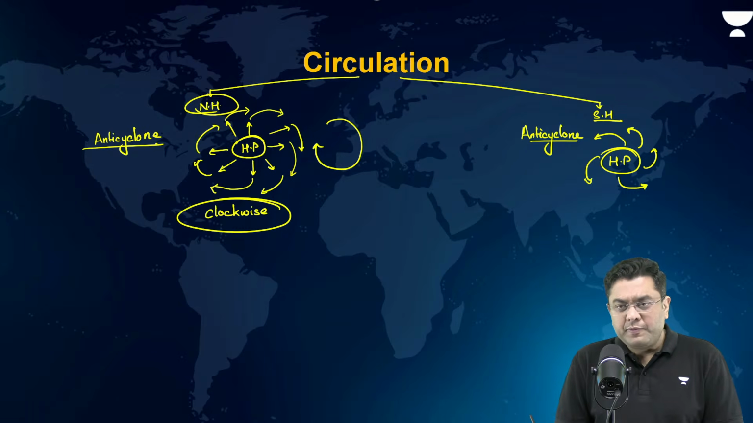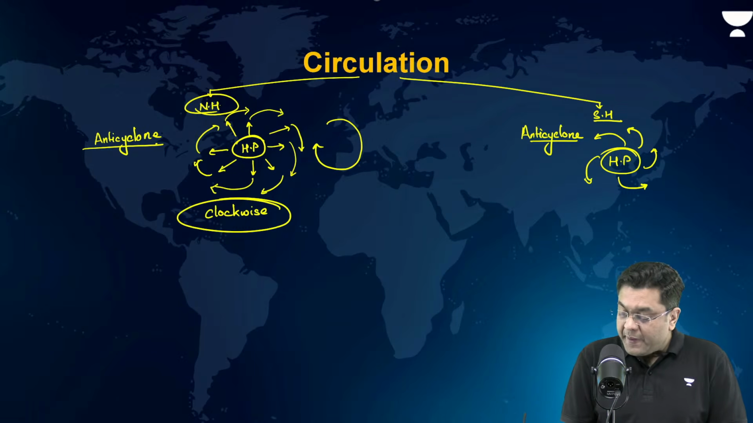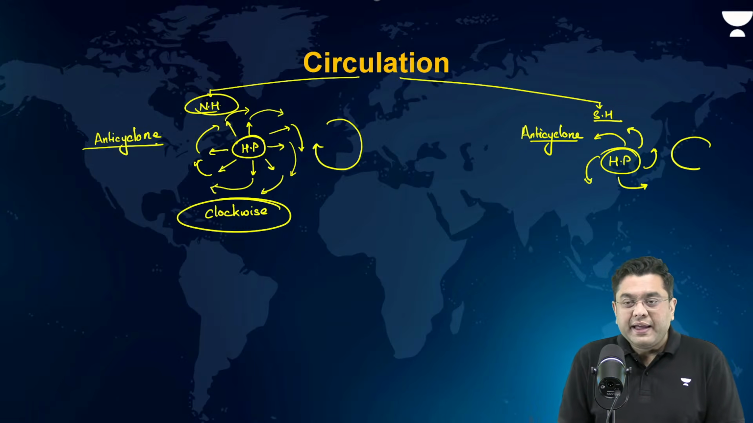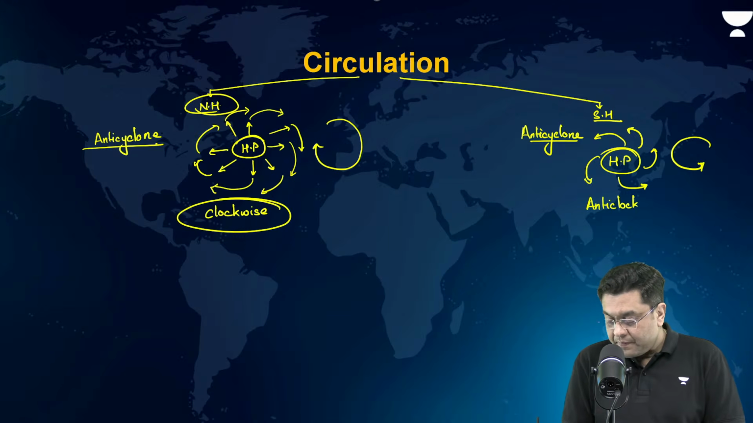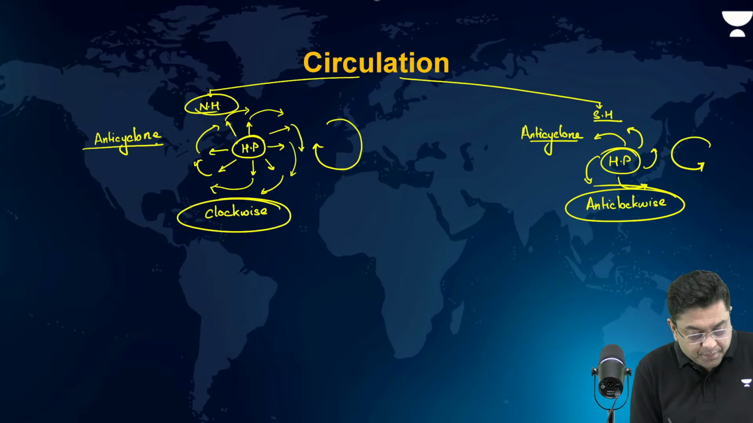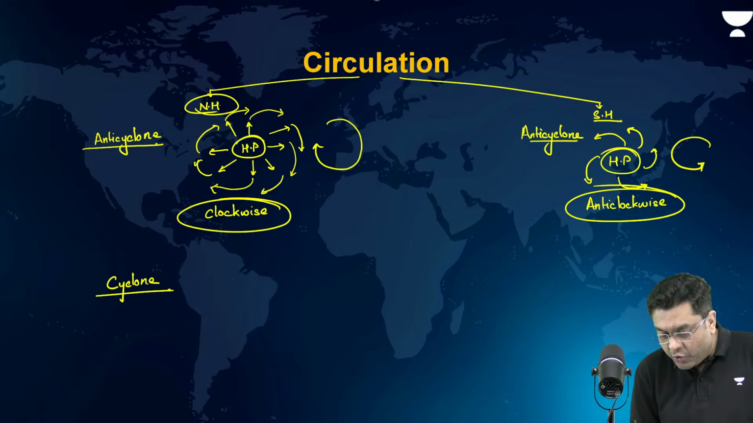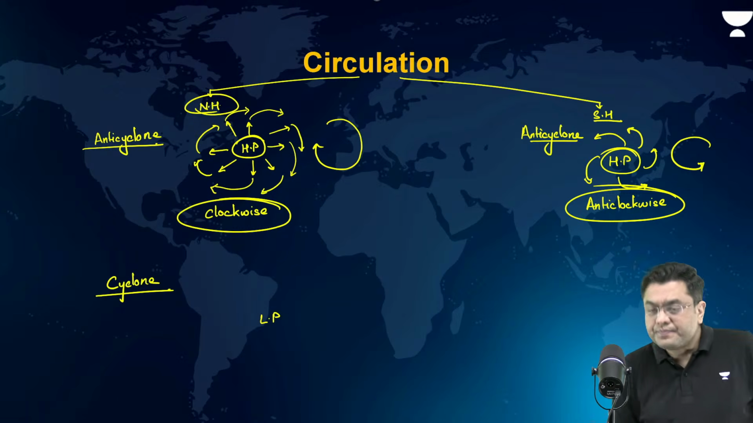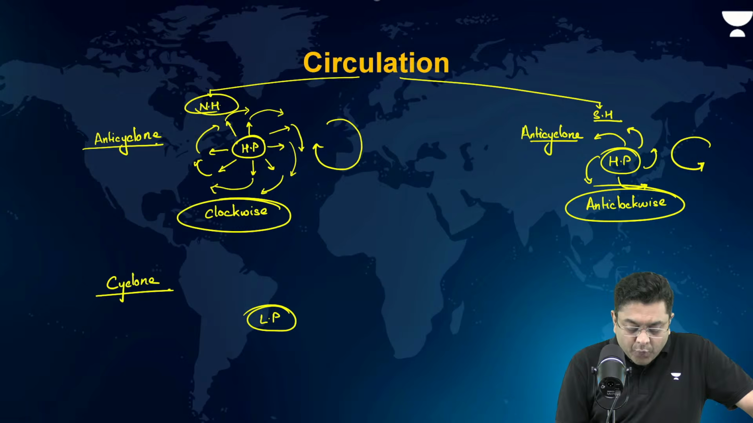What is the general movement in this case? It is basically anti-clockwise. Now, what about the condition of a cyclone? Cyclone will be exactly opposite of this. Cyclone is a condition of low pressure, means winds will try to come, they will bend to the right.